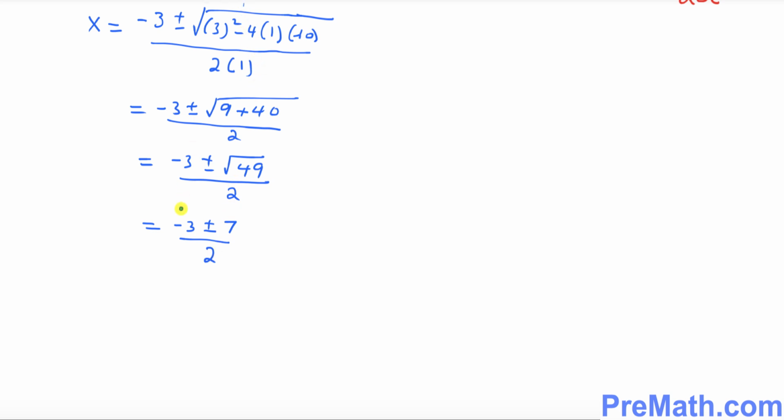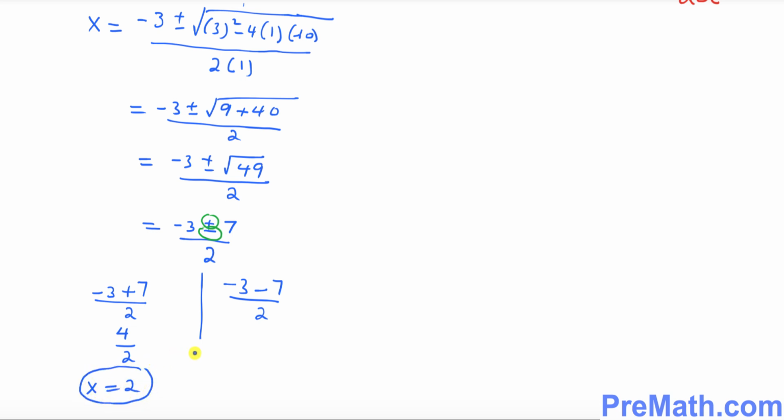Now we're going to go ahead and split these signs, once positive and then negative. So that's going to give us negative 3 plus 7 divided by 2, and the other is going to become negative 3 minus 7 divided by 2. So that's going to give us 4 over 2, which means our solution x is 2.